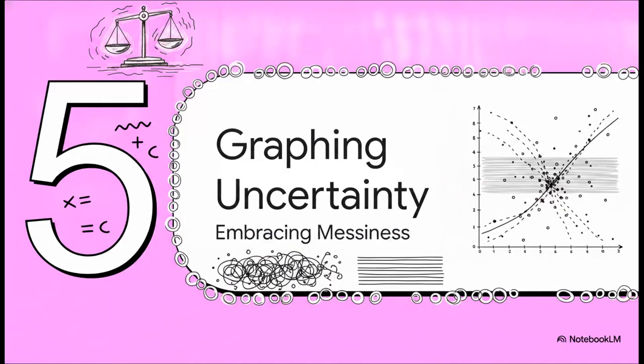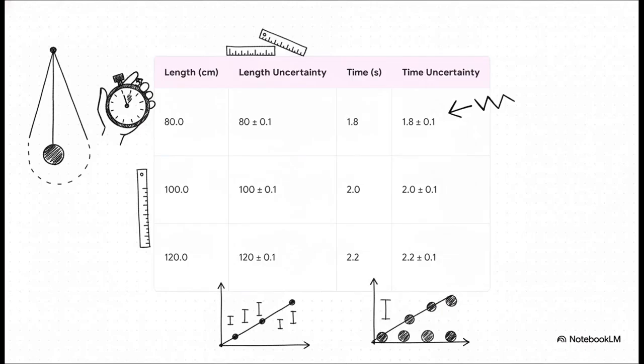On to Section 5, graphing the uncertainty, embracing the messiness. Now, what's really interesting about this is facing a hard scientific truth. Absolutely no physical measurement is perfect. Notice the plus or minus 0.1 attached to the values we're tracking here? Whether we're measuring the length of a pendulum or timing its swing with a stopwatch, our instruments have a least count, a hard limit to their precision.